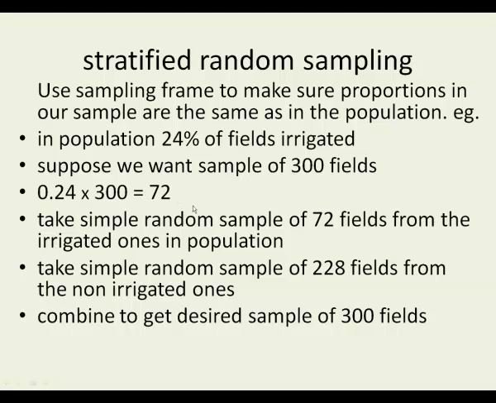That means you know that you want 72 fields that are irrigated. And you take a random sample of 72 fields from all the irrigated ones. Then for the other 76%, which is 228, you take a random sample of 228 fields from all the non-irrigated ones. And that will give you a desired sample of exactly 300 fields that have got exactly 24% irrigated and exactly 76% not irrigated. Even though it's still a random sample, because each field will have the same chance of being chosen, you make sure you get the right proportions. And that's called a stratified random sample.